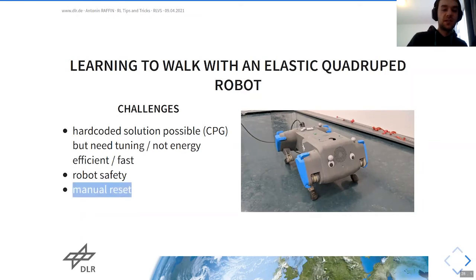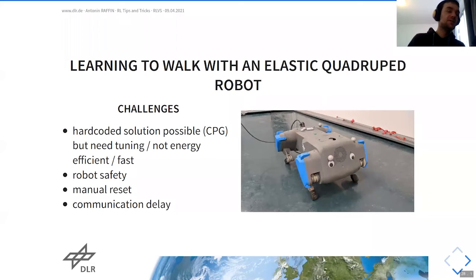And there are additional challenges with this robot. Again, robot safety: the motors are quite powerful, and because of the springs, it can front flip and back flip very easily, which is obviously not good for the electronics and the hardware. It also requires some manual resets and has some communication delay because we are communicating over Wi-Fi with the onboard controller. So to counteract this, you will see it has some bars to completely prevent it from backflipping and front flipping. For the manual resets, we have a basic recovery strategy, plus we are using the treadmill to get it back into position.